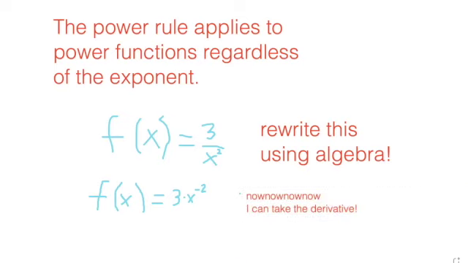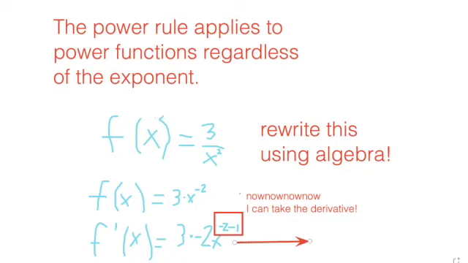Now I can take the derivative, and the rule says I should leave the constant in front alone, bring down that negative 2, and subtract 1 from the exponent. So this is 3 times negative 2 times x to the negative 2 minus 1. Now I might decide I don't like the way this is written and think it could look prettier. But before I do that, are there any questions on how we've taken the derivative of this power function that involved a negative exponent?